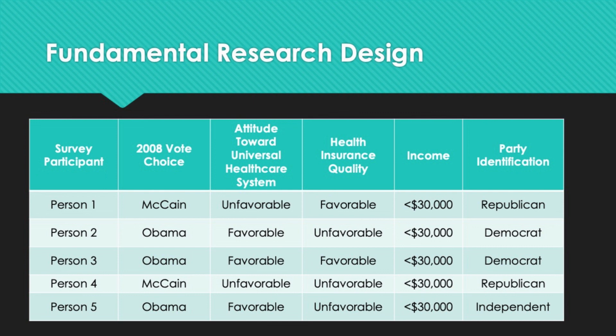So now let's apply these terms that we just learned, constants, antecedents, and intervening variables, to our fake little data set here. We already know that vote choice is our dependent variable, the thing we're trying to explain, and that all of these other variables, these are our independent variables. So let's see if we can figure out what type of variables they actually are.